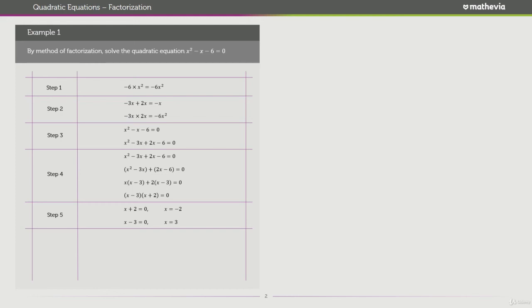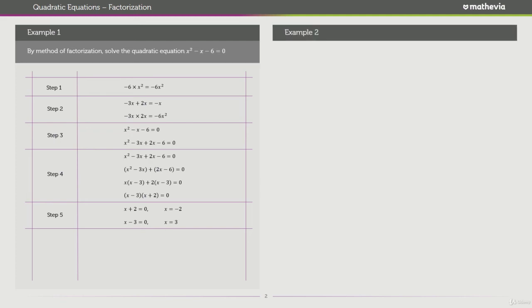And if you put those results back into your question, let's go ahead and do that. Let's use x equals 3. So basically you'd have 3 squared minus 3 minus 6, and you end up with 9 minus 3 minus 6, and 9 minus 3 minus 6 is 0. Okay, so let's do another example.